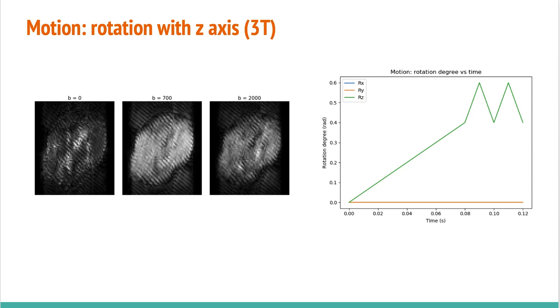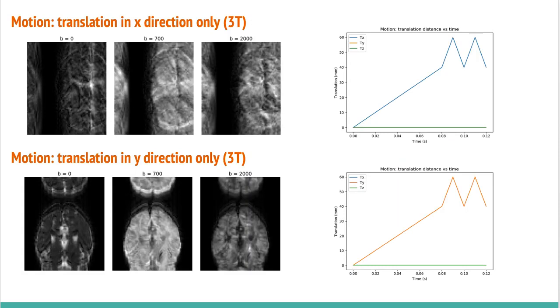So if we consider motion with a rotation with respect to the z-axis, in the image there would not only be a rotation of the object, but there is also a phase and a blur, which deteriorates the image quality a lot. If there's a translation in the x direction, which is the readout direction, there could be aliasing along with blurring. And with translation in the y direction, which is the phase encoding direction, there will be aliasing in the phase encoding direction, and there would also be blurring.